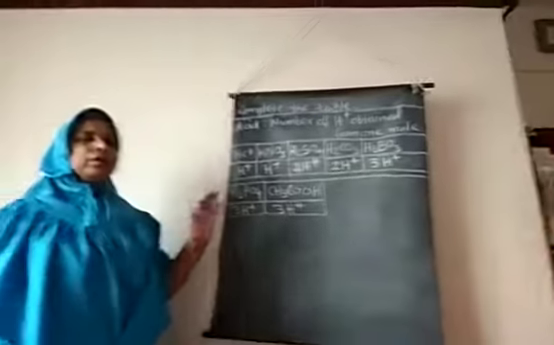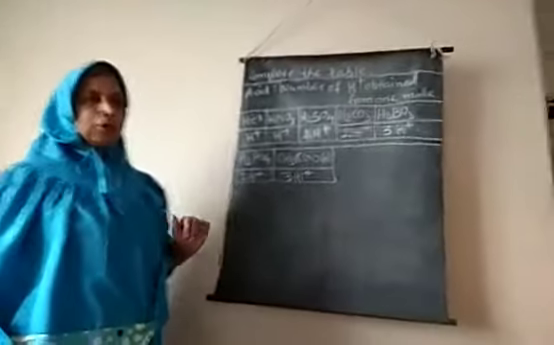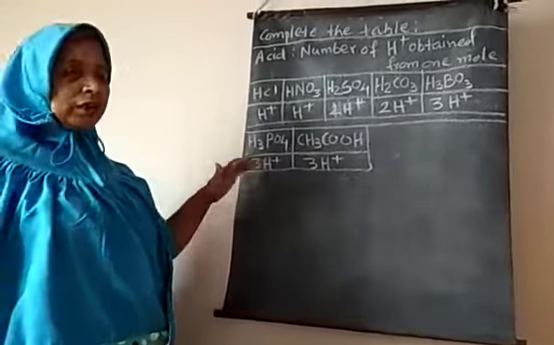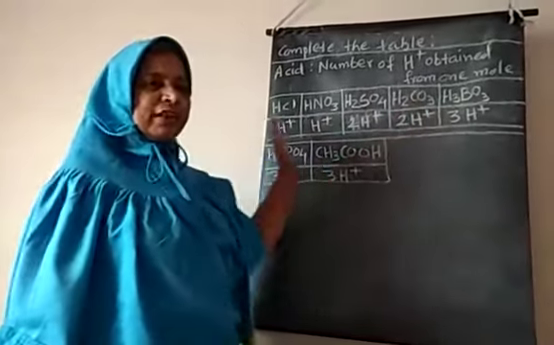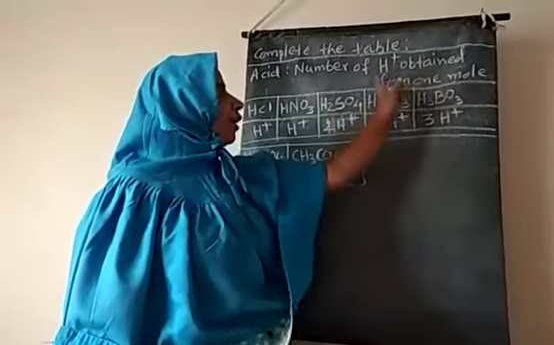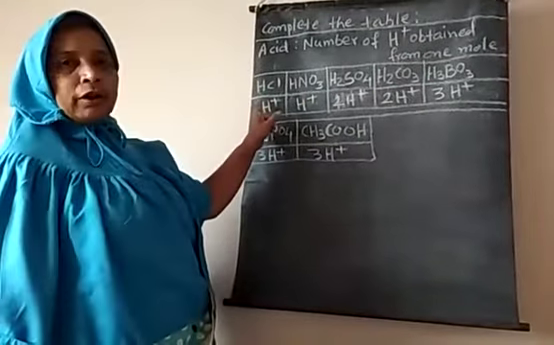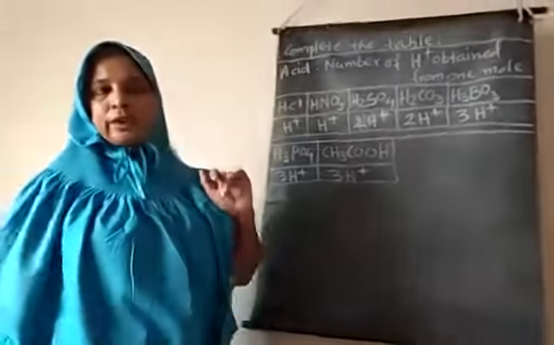Next point is basicity of acid and acidity of base. Basicity of acid. What is the meaning of basicity of acid? For that we consider this table only. Just now we calculated the number of H plus ions obtained from one molecule. So here 1 H plus ion, 1 H plus ion, 2, 2, 3, 3 and 3.